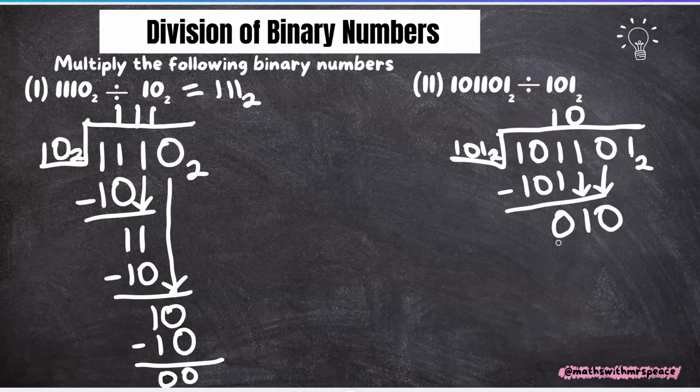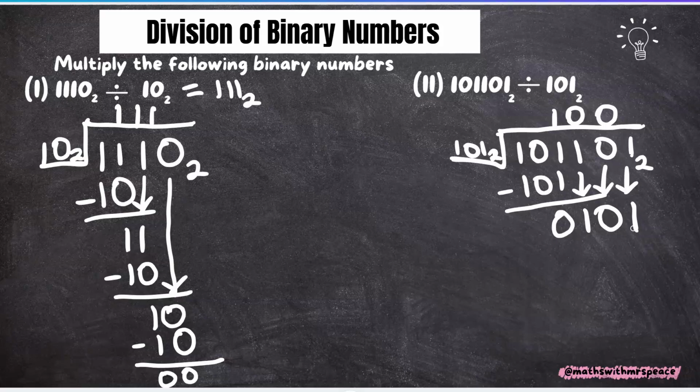So you know that this first 0 here is insignificant. I'm only going to be considering 10. Again, 10 divided by 101 cannot. So I'm going to have to write 0 again. If I say 0 times 101, I'm going to get 0. If I subtract, I will still be left with 10. So I'm not going to bother to do the multiplication and subtraction step here. Instead, I'm just going to go ahead and bring down the last digit, which is 1.